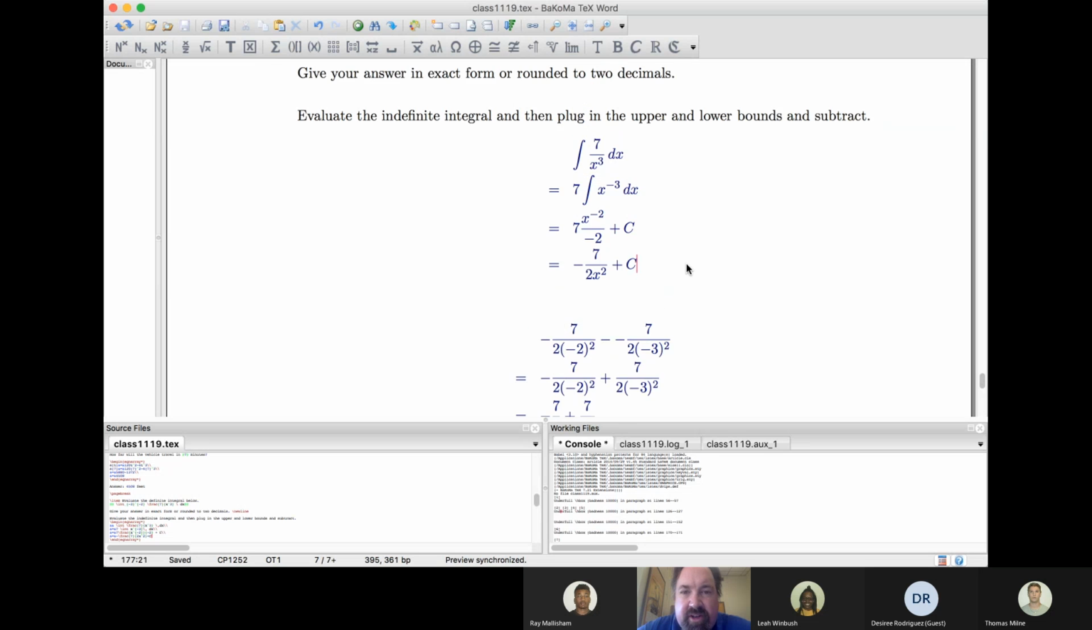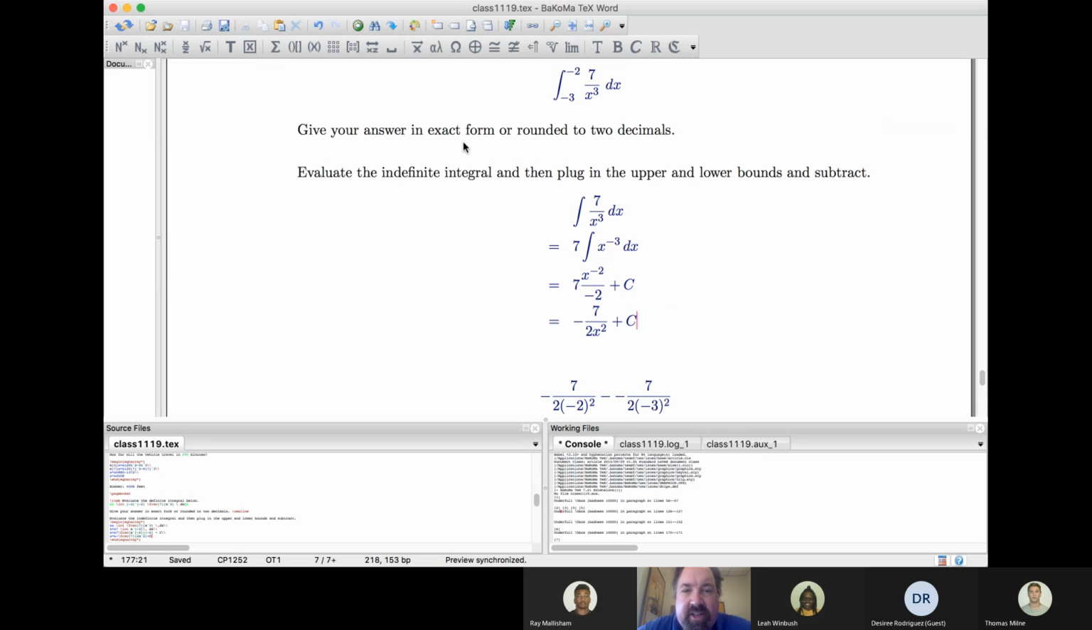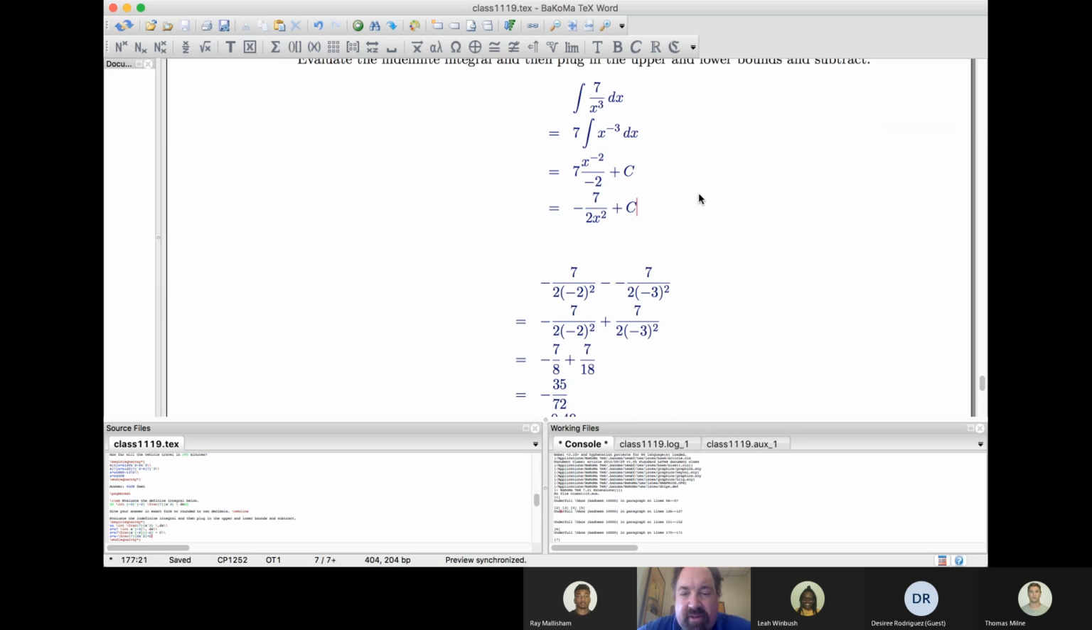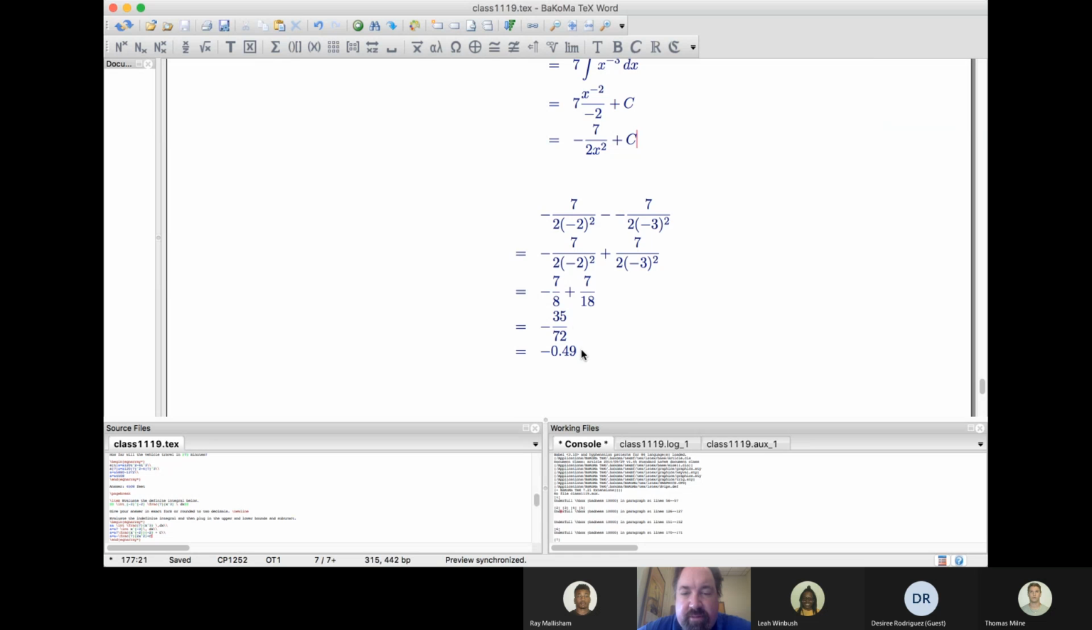And here they give you a choice. Give your answer in exact form or rounded to 2 decimals. Actually, I wish they gave that choice on more problems. So here the answer is given in both of those forms. You can either just work this out on your calculator and round it to 2 decimal places, in which case you'd enter this, or you can work out the fractions and put everything over a common denominator and get this form. But that's up to you.